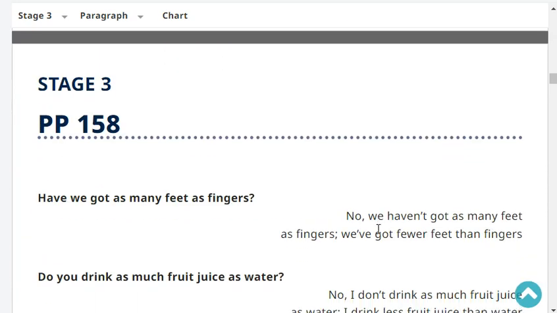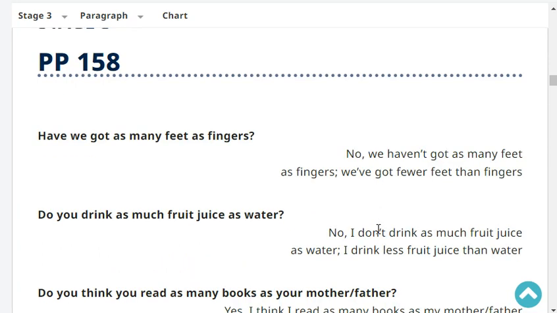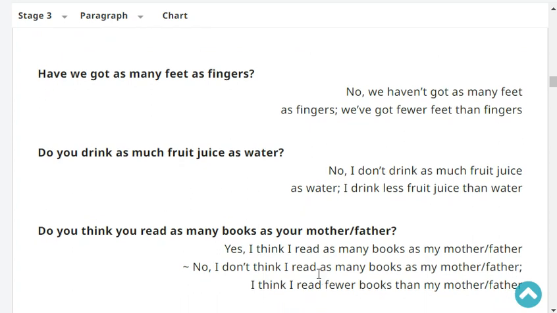Greg, have we got as many feet as fingers? No, we haven't got as many feet as fingers. We've got fewer feet than fingers.